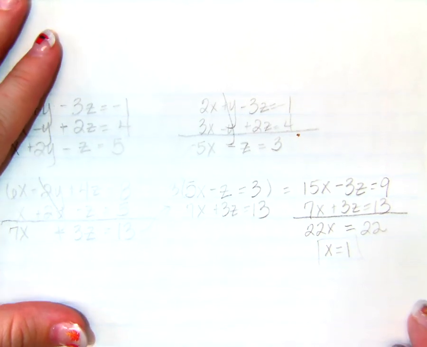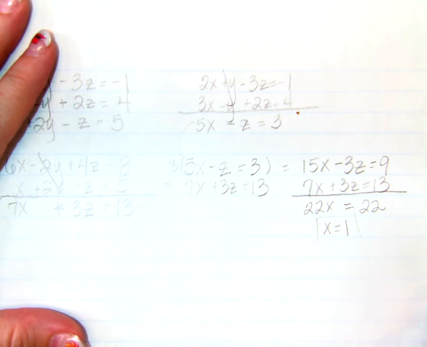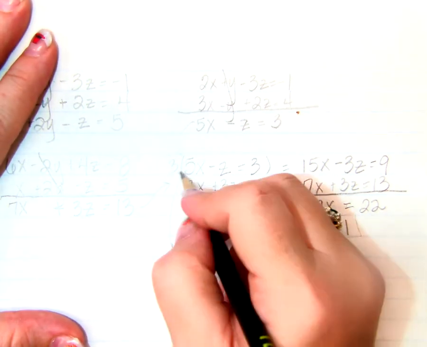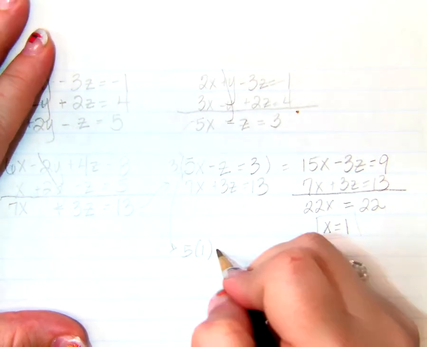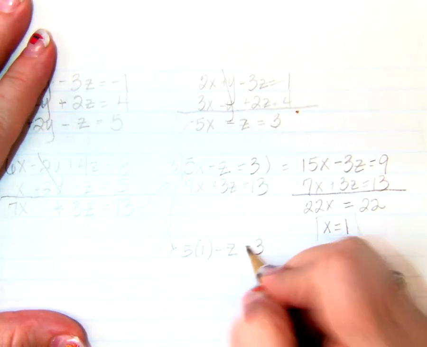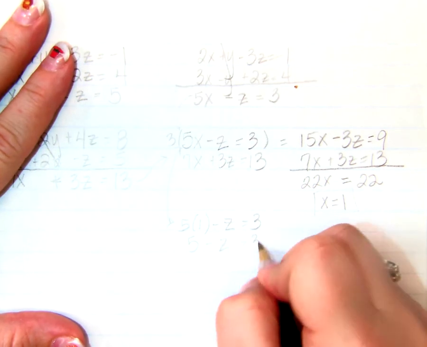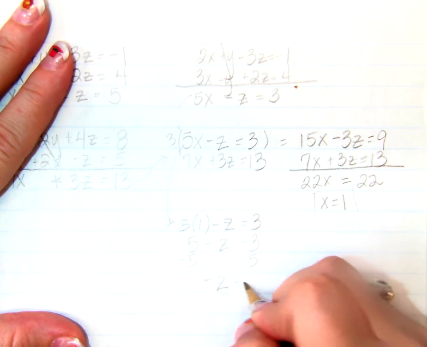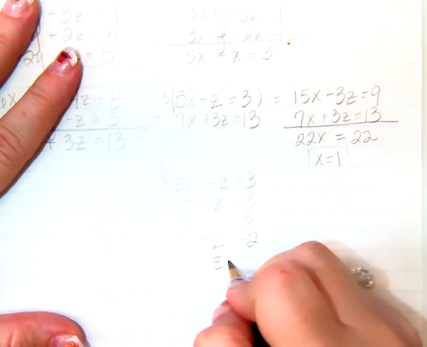Where should I go? You want to go to the 5x? Okay. So from right up there, right? 5 times x, which is 1, minus z equals 3. So 5 minus z equals 3. If I subtract 5 from both sides, I get negative z equals negative 2. So z equals 2.